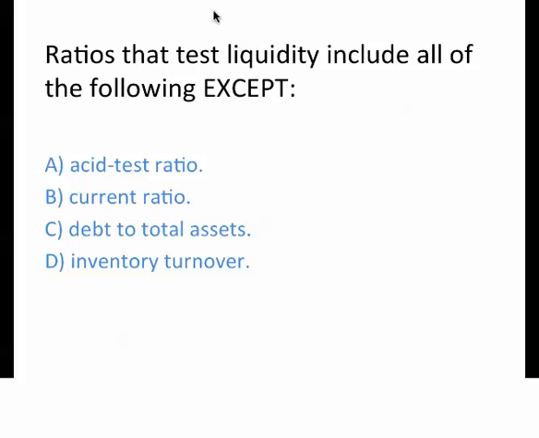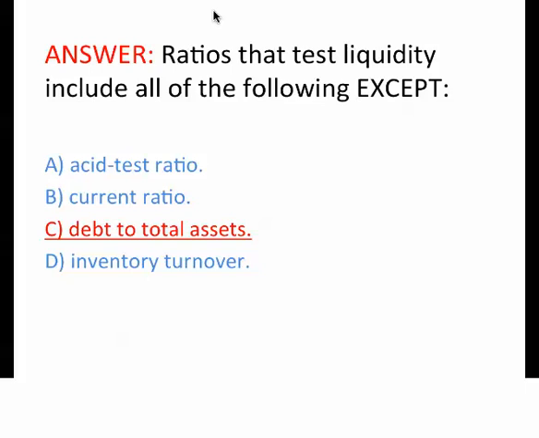Okay. And the answer is indeed C. C is a measure of your debt structure. Asset test ratio and current ratio are both measures of our current assets to current liabilities. Inventory turnover is how fast we're selling the inventory, which relates to liquidity. So debt to total assets is a measure of risk. It's a measure of our total debt structure. So debt to total assets, C, was the correct answer.